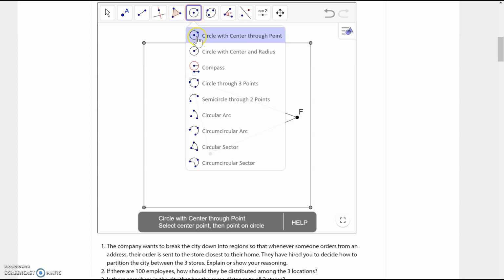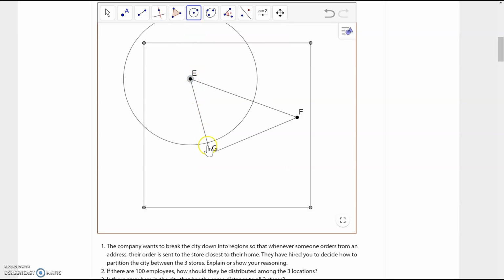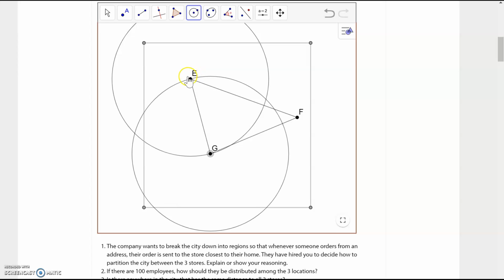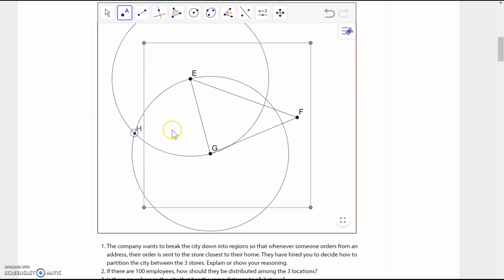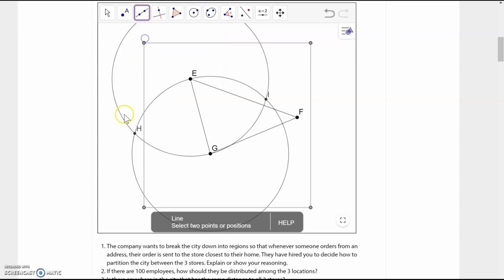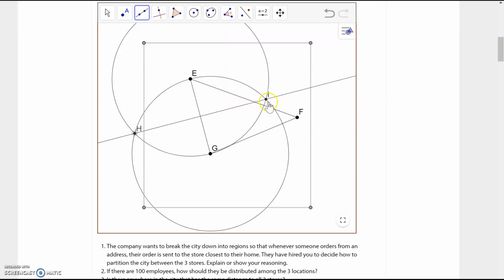And remember, to do that, what we did is we drew a circle from E to G, drew another circle from G to E, and then found the intersection of these two circles and said, well, if we draw this line, HI, that will be the perpendicular bisector, and it makes sense that everything above this line is closest to E and everything below this line is closest to F. So this is the old way that we created a perpendicular bisector.